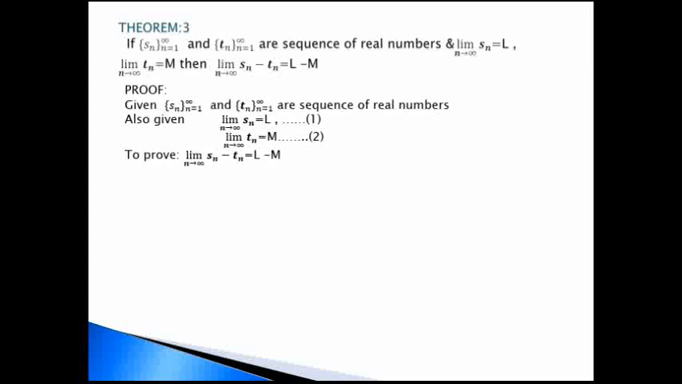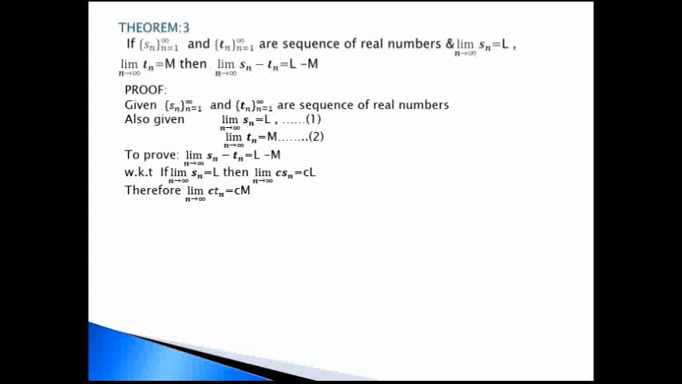By theorem 2, we know that if limit n tends to infinity Sn equal to L, then limit n tends to infinity C Sn equal to C L. Since limit n tends to infinity Tn equal to M, by using theorem 2, we get limit n tends to infinity C Tn is equal to C M.